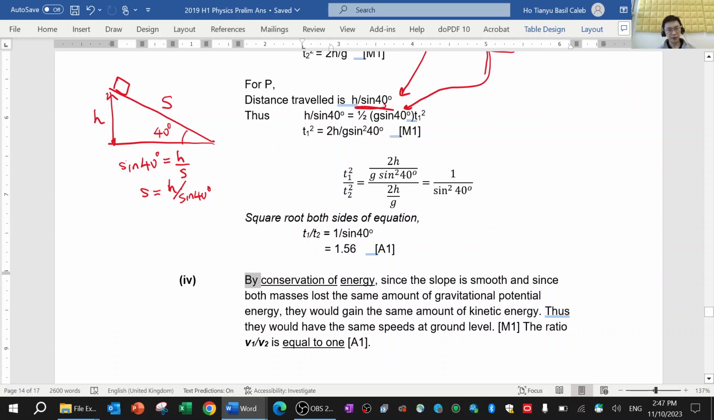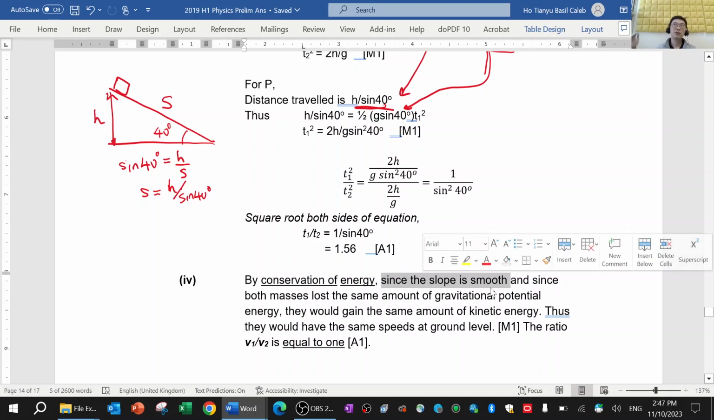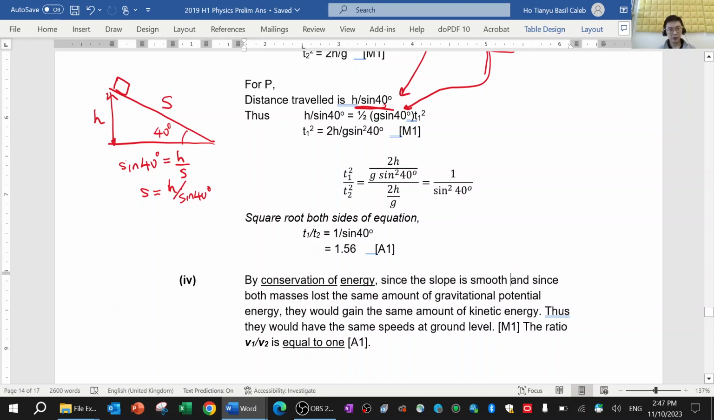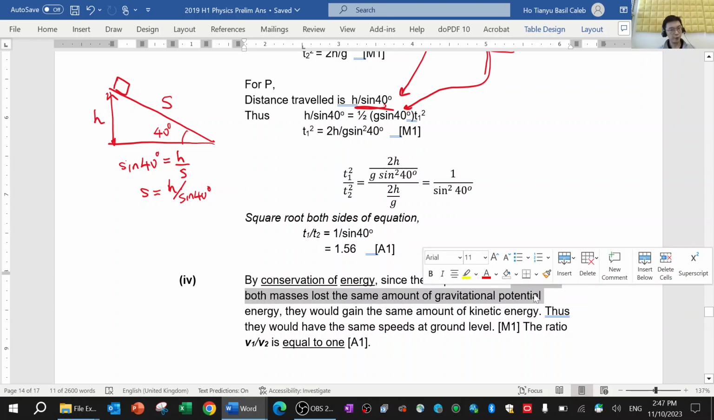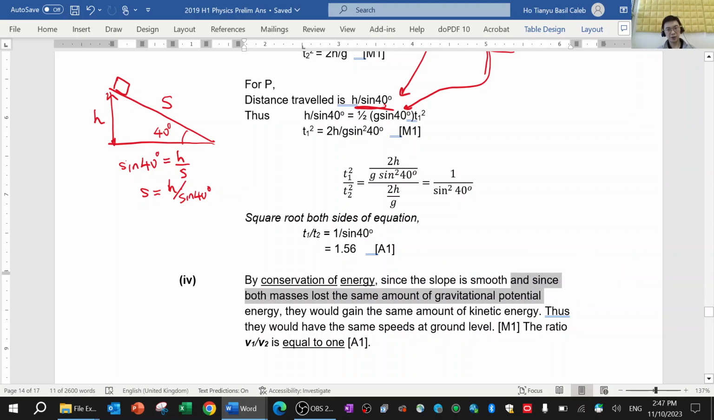So yeah, use the conservation laws. Obviously, it must be conservation of energy, right? Cannot be POCOM or whatsoever. And you need to add in the idea that the slope is smooth, because if not, when P is sliding down the slope, it will do work against friction, right? So the slope must also be smooth, must be stated, and therefore the loss in GPE of both P and Q, right? Loss in GPE of P and loss in GPE of Q must be the same. And because the slope is smooth, the gain in KE of P and of Q must also be the same. Correct or not?